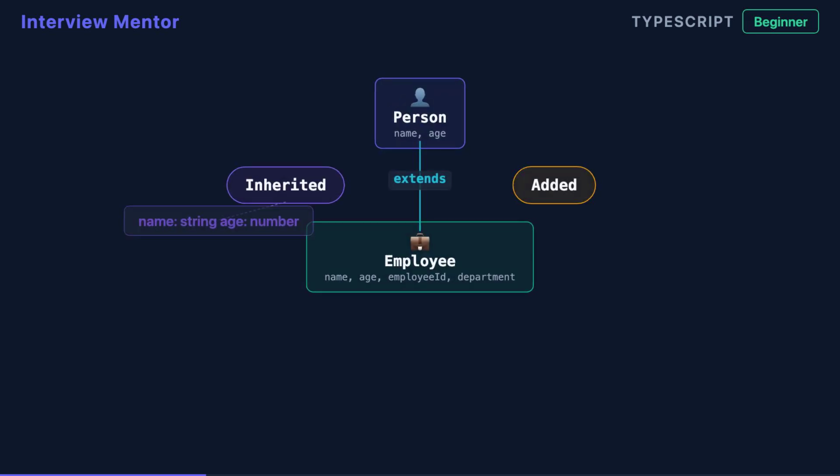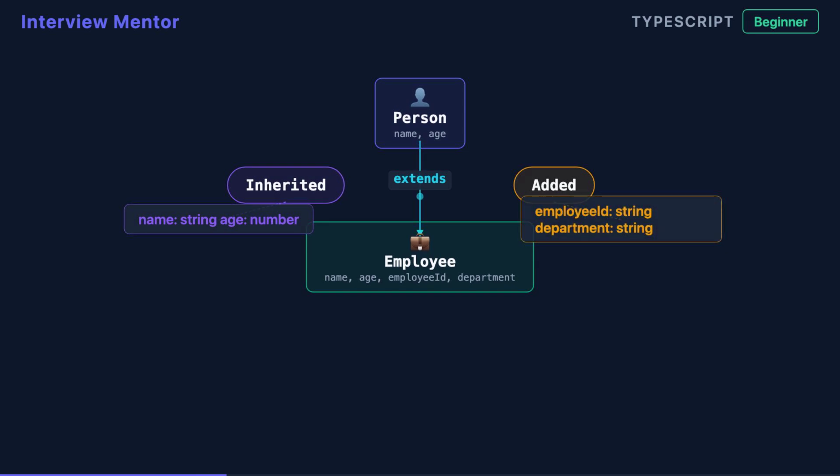When you extend an interface, the child automatically inherits all properties and their types from the parent. You don't need to redeclare them. This means any object satisfying the child interface must also satisfy the parent interface. It's inheritance at the type level.